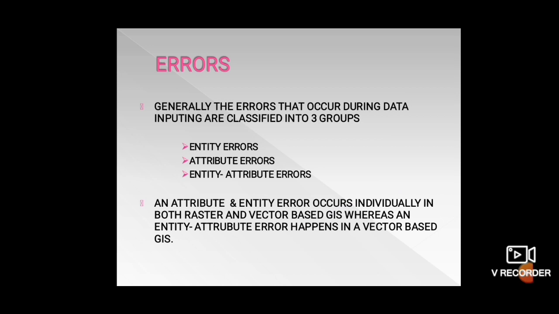Let's look into the common types of errors that occur during the data inputting in GIS. The common errors are classified under three groups: an entity error, an attribute error, and an entity attribute error. Attribute and entity errors occur individually in both raster and vector-based GIS, whereas an entity attribute error happens only in a vector-based GIS.